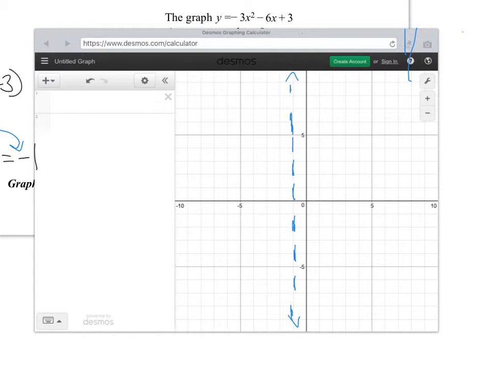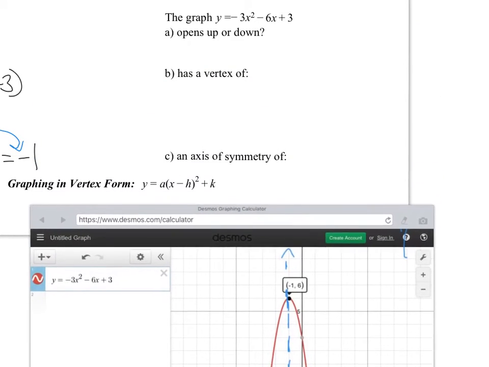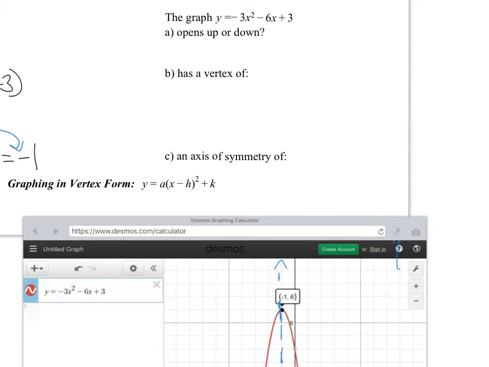So if I now answer some questions about this, it says, well, does it open up or down? Well, obviously it opens down. And the real thing that makes that happen is you see this negative in front. That's going to make it go down. The vertex we found was negative 1, 6. That's what the calculator told us. It literally just tells us the answer. And the axis of symmetry is x equals negative 1.